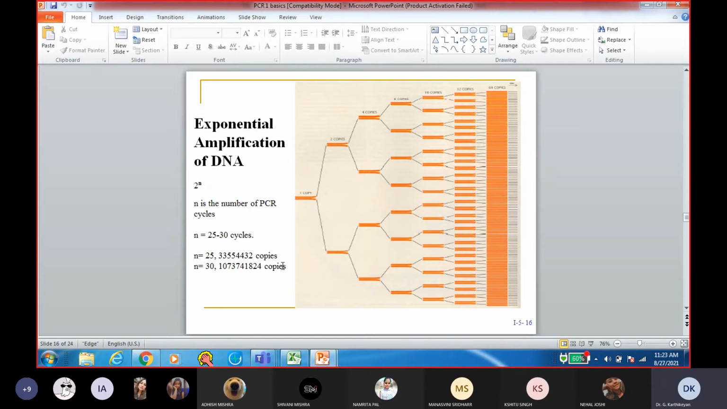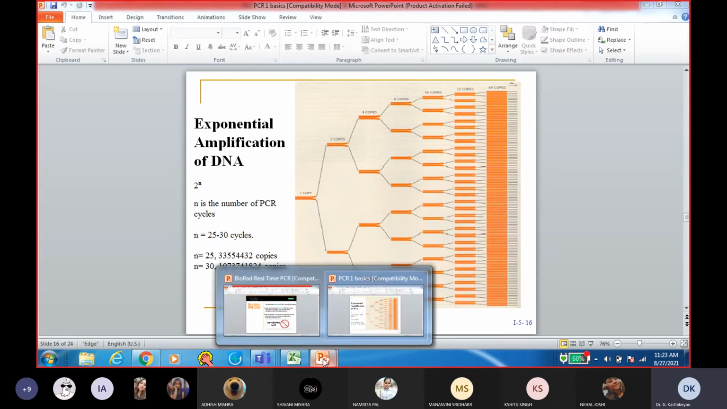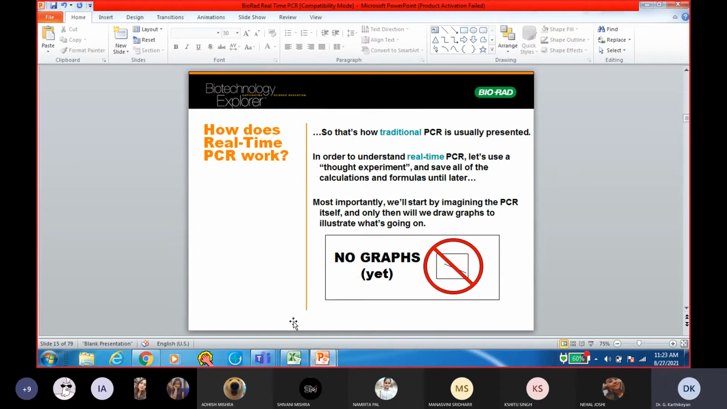So we're going to look at this very powerful and intuitive idea, and then we'll do a series of back calculations to understand how we can visualize, and in essence quantify, using real-time PCR. Are we all on the same page? Can we move ahead? Sir, it's clear. Okay, thank you.